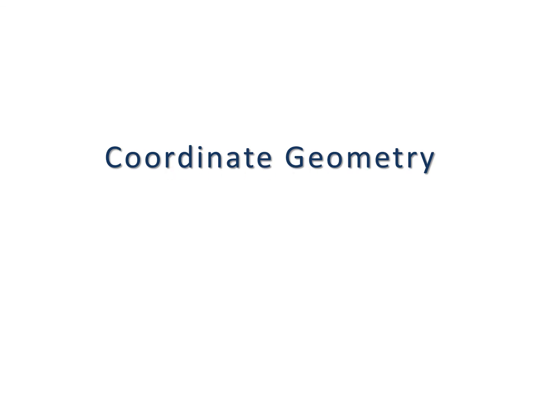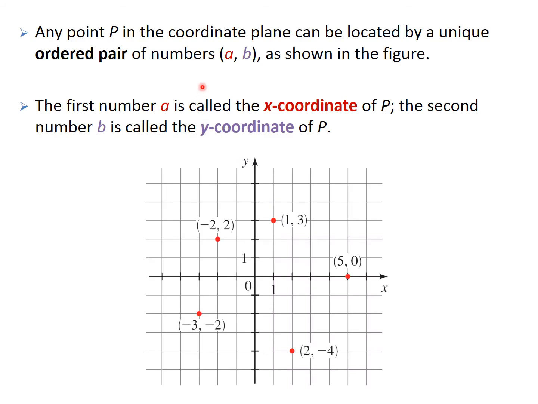Coordinate geometry. Any point in the coordinate plane looks like (a, b). a is called the x coordinate, b is called the y coordinate. And this is an ordered pair, which means that we cannot switch places. We cannot change the place of a and b. We cannot say y comes first and x comes later.